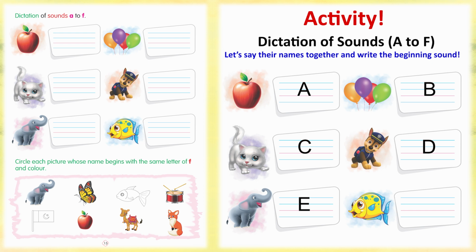6 fish. What sound do we hear at the beginning of fish? F for fish. Write F on the lines. Great job, everyone. Now let's move to the next part of our activity.